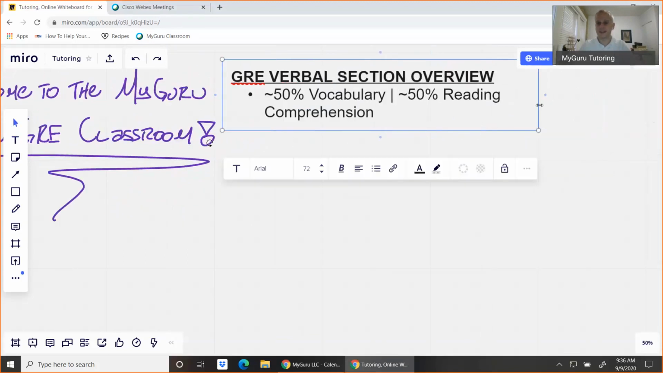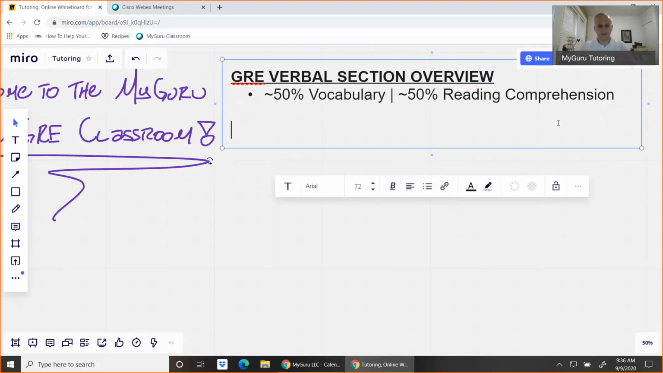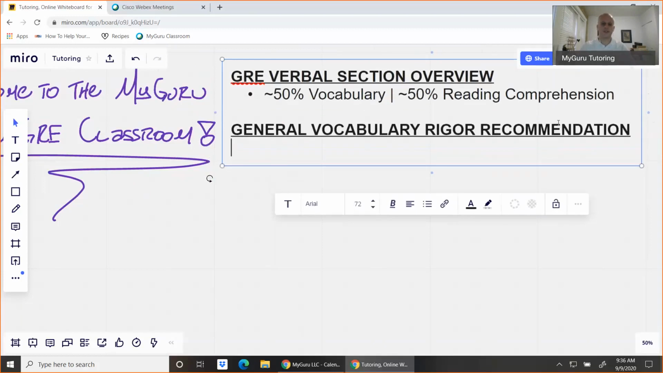So you can already see vocabulary has a relatively high importance on this exam. And of course, just improving your vocabulary will help with the reading comprehension as well as your essay ultimately on this exam as well. So there are plenty of reasons to set up a good study plan for vocabulary. And your general vocabulary recommendation: I generally recommend daily study of 15 plus words.